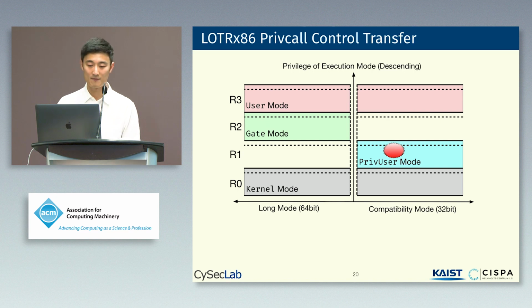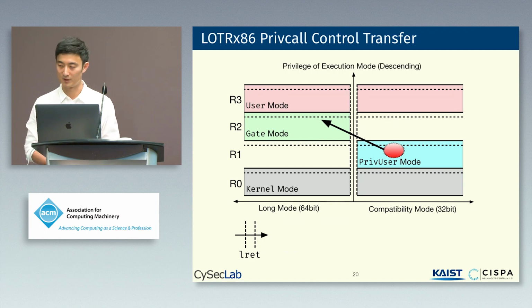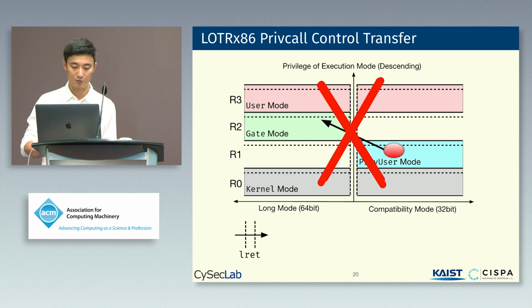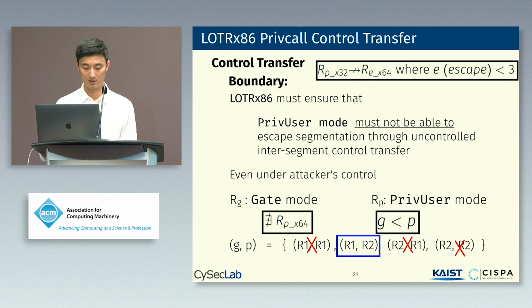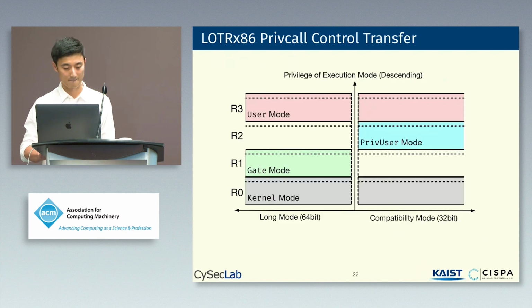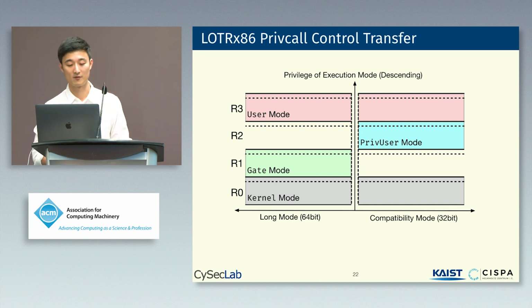So in this case, we have gate mode at R2 and PrivUser mode at R1. Again, this configuration does not work. Since gate mode has lower privilege than PrivUser, it can easily escape with the same method. So we learned that the gate mode privilege has to be higher. It should not be lower than PrivUser mode. So by the process of elimination, we see that this must be the only configuration that should work. And yes, this is the only configuration that's possible for our Privcall interface.